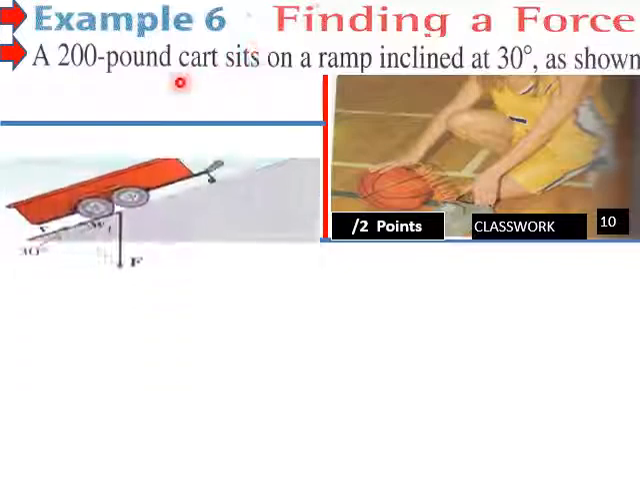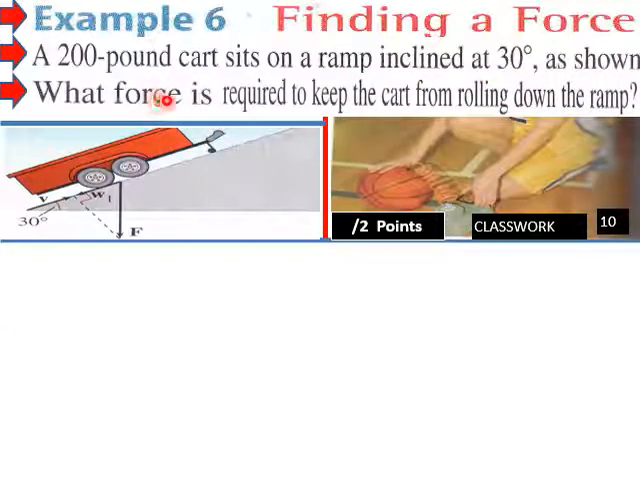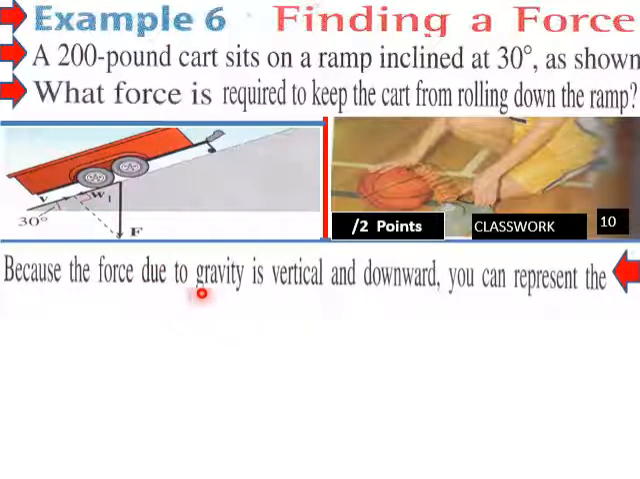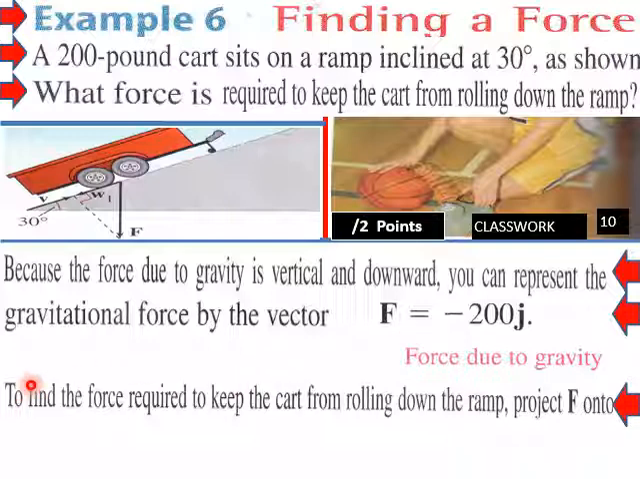Okay, so finding a force. A 200-pound cart sits on a ramp inclined at 30 degrees as shown. What force is required to keep the cart from rolling down the ramp? So we need a negative force here, W1, because the force due to gravity is vertical and downward. You can represent the gravitational force by the vector F equals negative 200 J, force due to gravity. So we need the negative force of gravity.